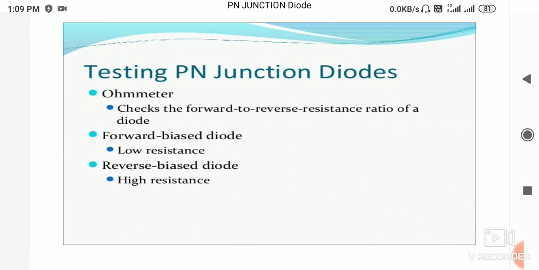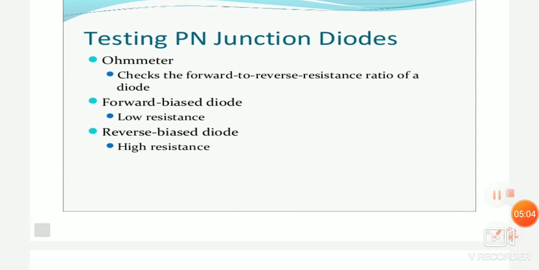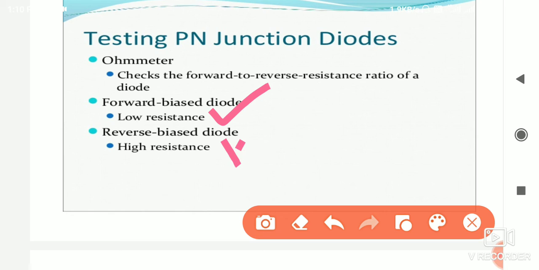Another question: how to test a PN junction diode? We know that in forward bias the resistance is very low, and in reverse bias the resistance is very high. That is why the diode is called a unidirectional device, because with high resistance there is no current. In the ideal case, if resistance is high, there is no current, but when resistance is very low, the current is very high.